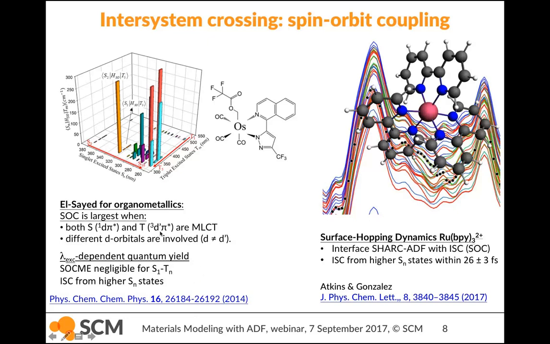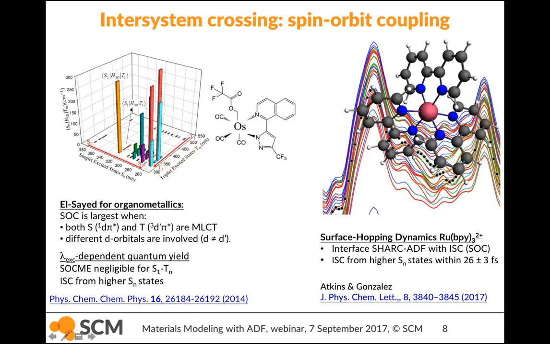What they find is that you want to make sure that the singlet and the triplet states are both metal to ligand charge transfer states, and they're involving different d orbitals. That's essentially the same guiding principle as you have in organic systems, where you want to make sure that you have different singlet and triplet states in terms of orbital angular momentum. That's called the El-Sayed rule, and you can extend that to organometallics.